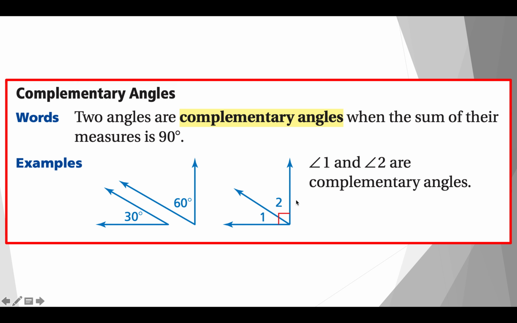Look at the second example. Here angle 1 and angle 2 are adjacent and it forms 90 degree. This small square shows that this angle is right angle, which means it is 90 degree. Which means measure of angle 1 plus measure of angle 2 equal to 90 degree. That means angle 1 and angle 2 are complementary angles.